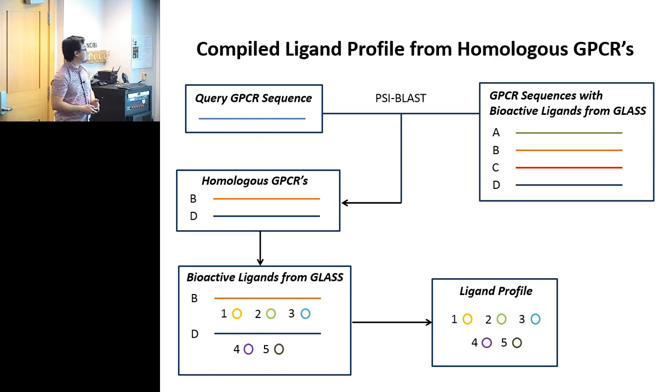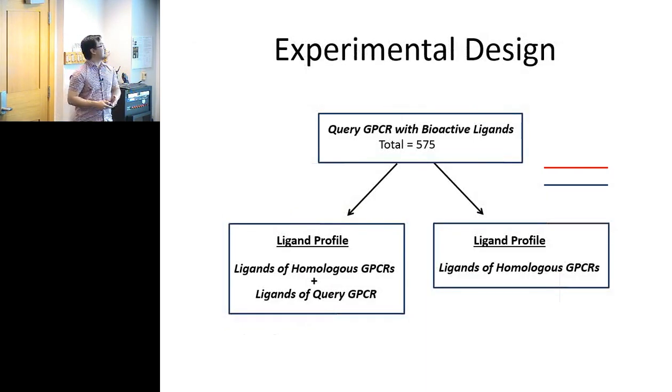Okay. Now the experimental design here for the validation of the screen is, I start with the GPCRs with bioactive ligands. So I only test on this subset because I have the knowns and I want to see if I can use the method to get the knowns back out essentially. And the main thing I want to do for this experiment is to see whether I can only use the ligands from related GPCRs and see if it still performs as well as if I still had the ligands of the query GPCR spiked into the ligand profile also, right?